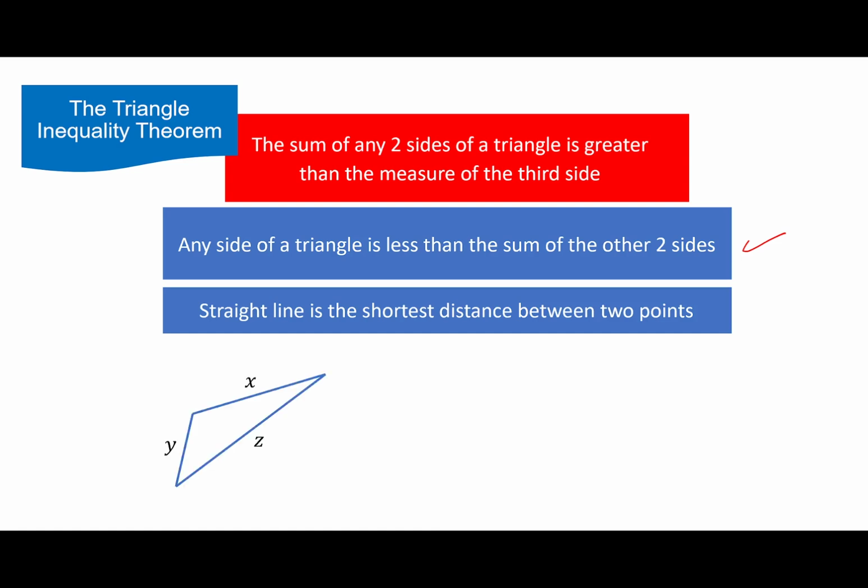So for instance, if you have this triangle, obviously if you want to go from this point to this point, z is shorter than x plus y. If you want to go from here to here, that's x. X is shorter than y plus z. Y is shorter than x plus z. And z is shorter than x plus y.